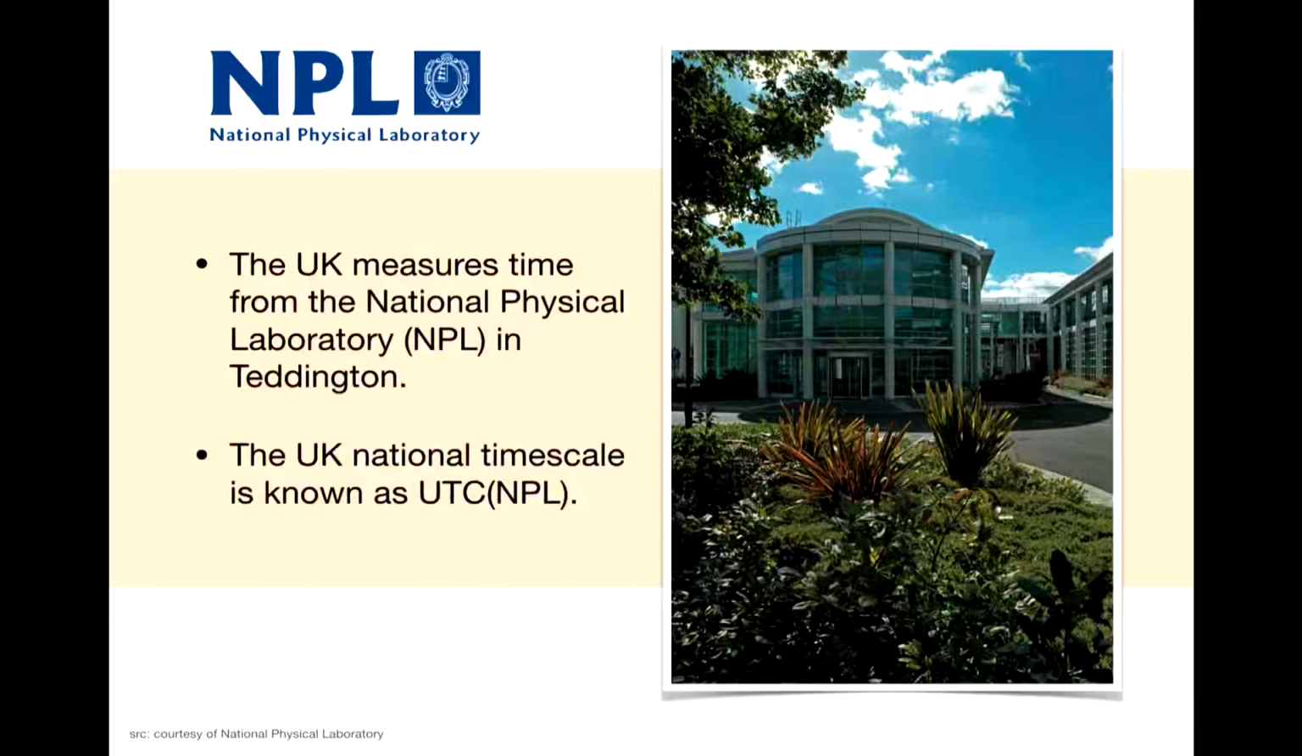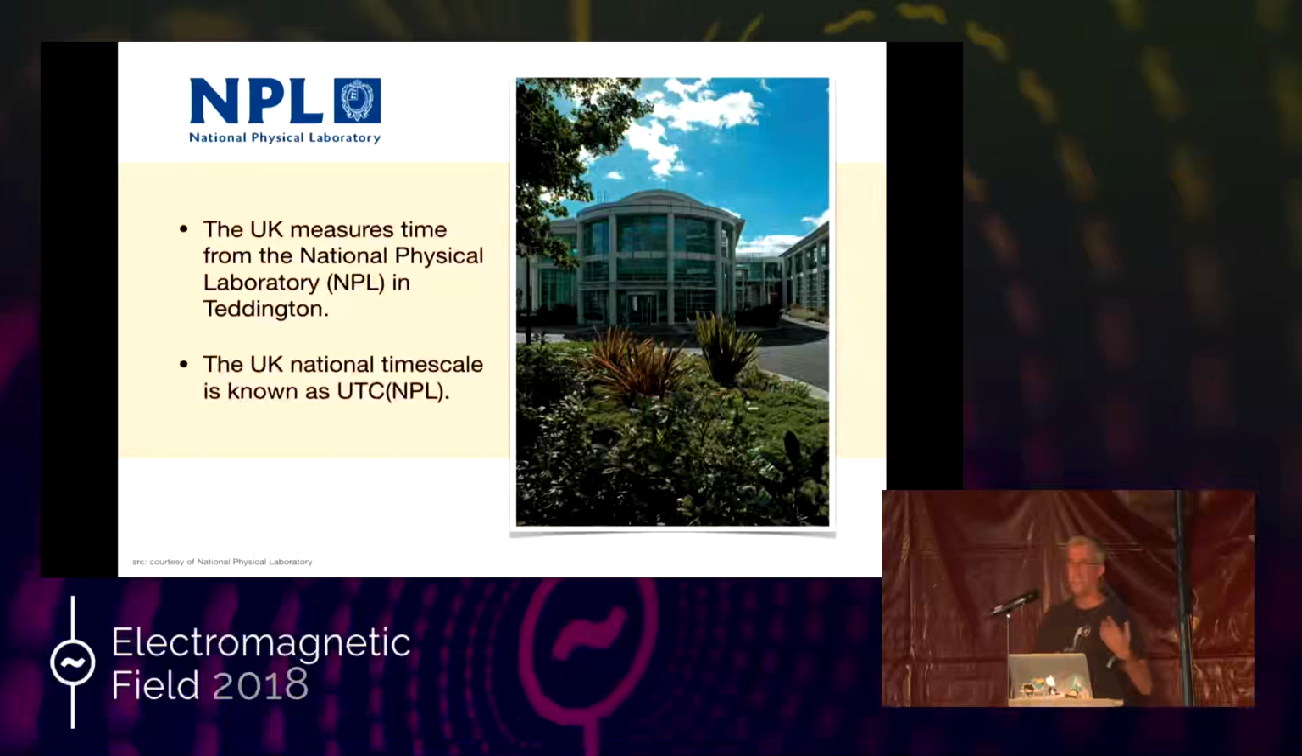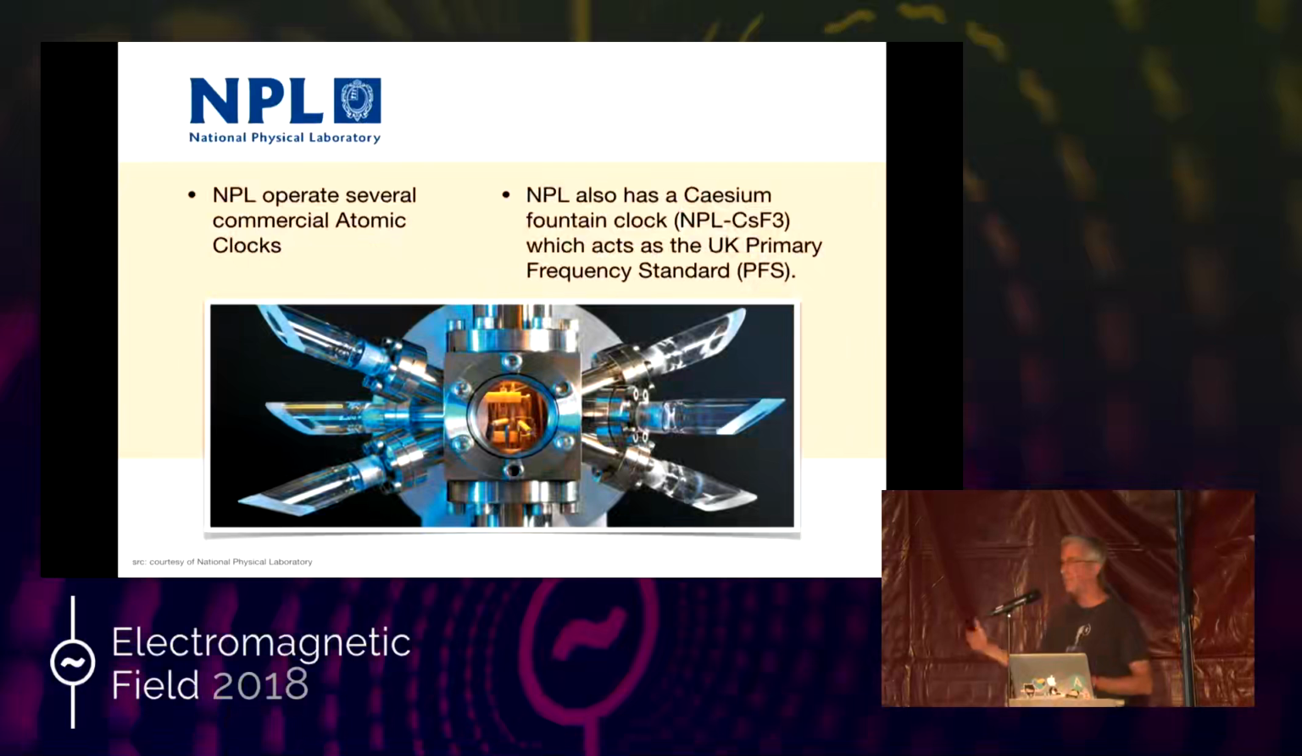Actually, I'll go into the UK one firstly. The UK one is in Teddington, NPL. So Teddington produces our time scale. The UK national time scale will be UTC brackets NPL, and that's the UK's realization of UTC.